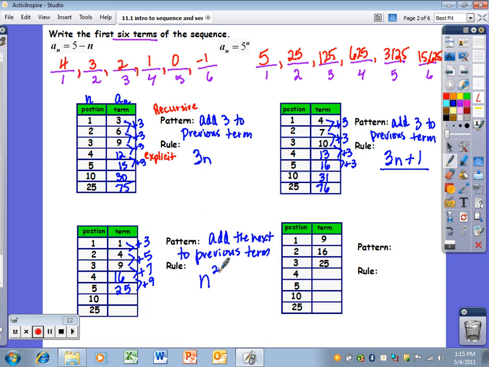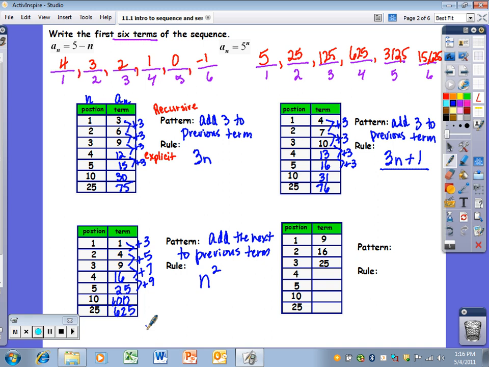N squared. 1 squared is 1. 2 squared is 4. 3 squared is 9. 5 squared is 25. Is it working? So what would 10 squared be? 100. 25 squared? 625. So anytime I repetitively add odds, I should get a square of some sort.